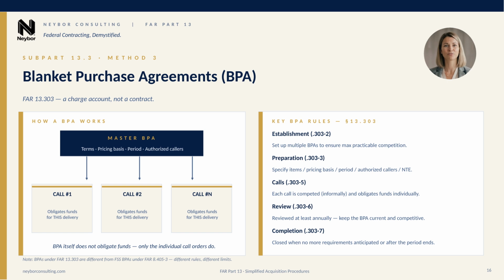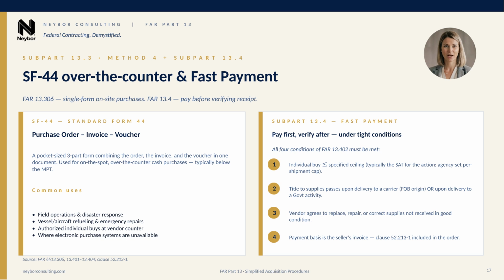The BPA is reviewed at least annually, and it ends either when no further requirements are anticipated or when the period closes. Critical footnote: a BPA under FAR 13.303 is not the same as a BPA under FAR 8.405-3 placed against a federal supply schedule. The two have different rules and different limits. Don't conflate them. Two more topics on this slide.